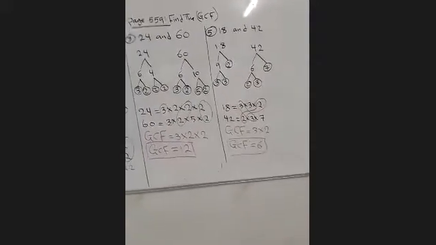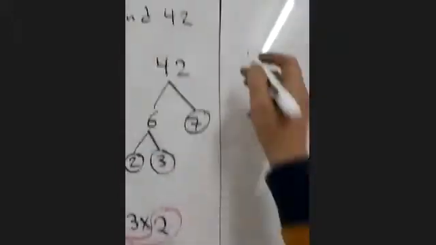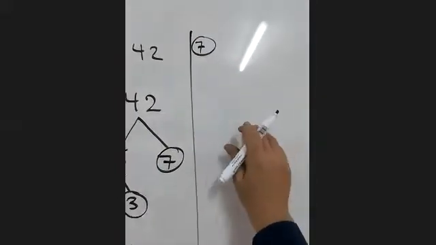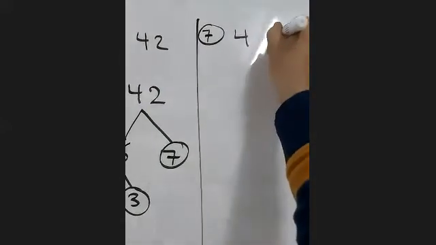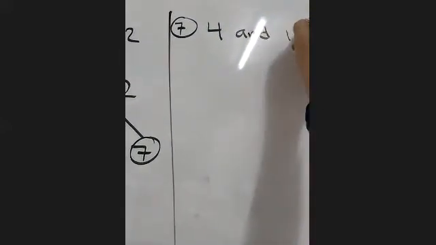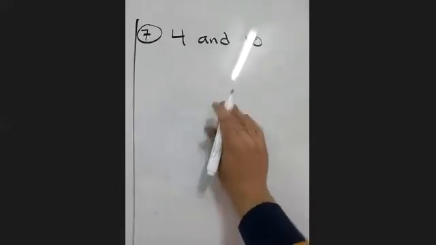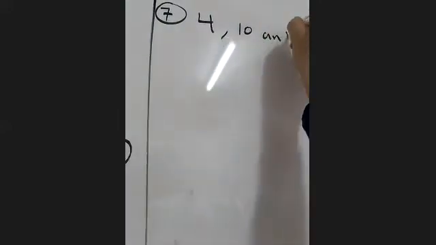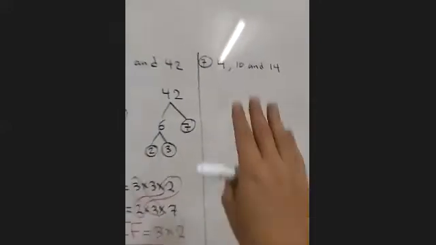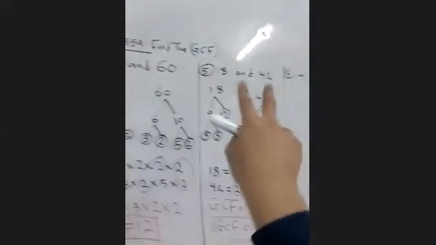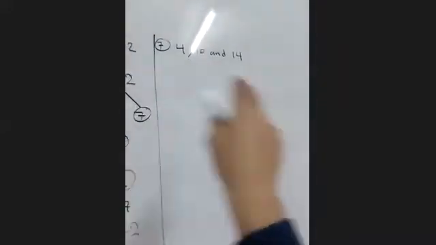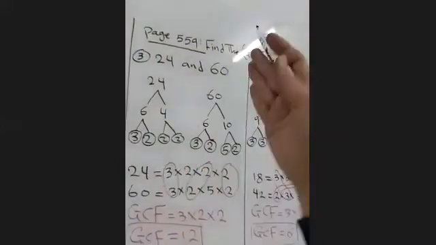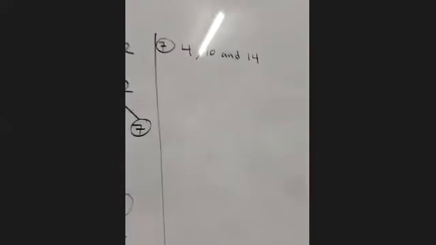Yes, Mr. I am here. Let's go, Kinan. Question 7. What do we have in question 7? Tell me. 4, and 10, and 14. Aha, 3 numbers. 4, 10, and how much? 14. So here we have 3 numbers, guys. Here we did 2 numbers, and here we have 3 numbers, okay? We will do the same, but we will add the 3rd number beside them. Okay, mister? Yes.